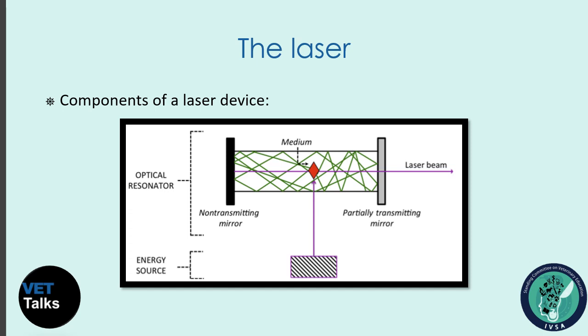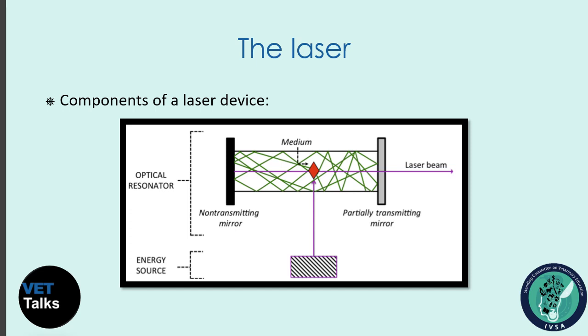So a laser device is composed of three main components. First of all, an energy source, which is what provides the energy for the laser system. It can be in the form of electric discharges, flash lamps, light from another laser device, and chemical reactions.